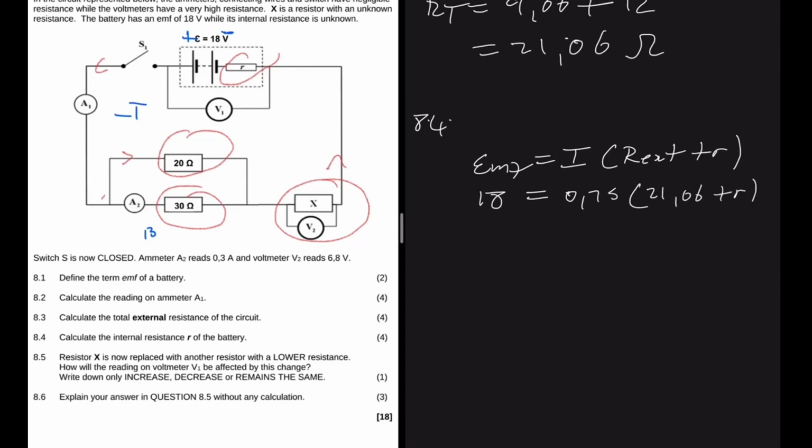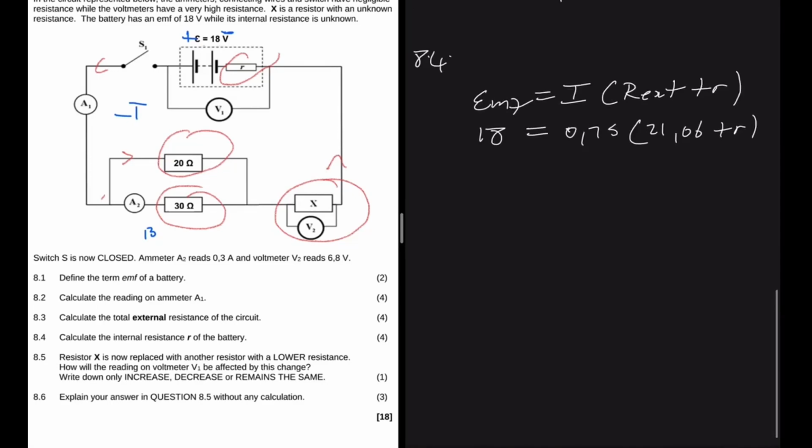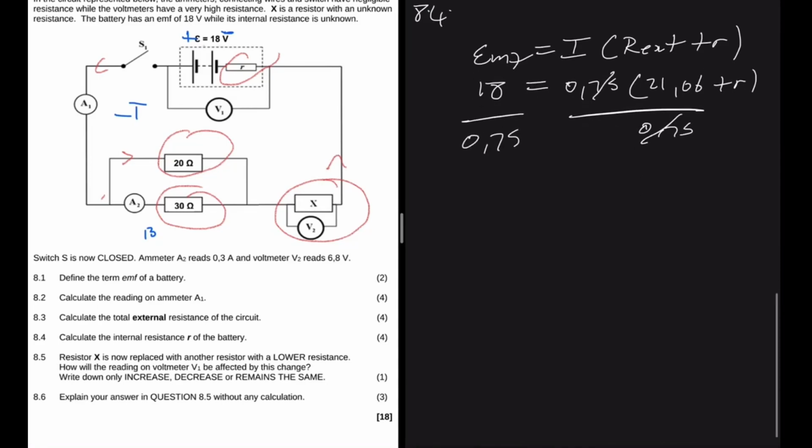21.06 plus R. So now we can divide both sides by 0.75. So 0.75 and 0.75 cancel out. Now we are left with 21.06 plus R is equal to 18 divided by 0.75.